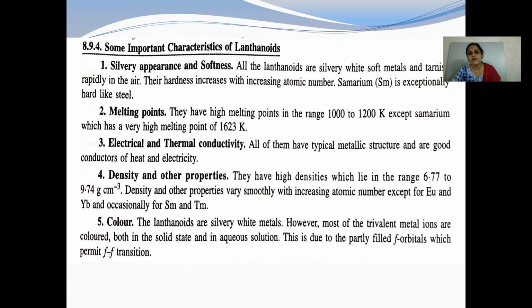Melting points. They have high melting points in the range of 1000 to 1200 Kelvin, except samarium, which has a very high melting point of 1623 Kelvin. Electrical and thermal conductivity. All of them have typical metallic structure and are good conductors of heat and electricity. Density and other properties. They have high density, which lie in the range 6.77 to 9.74 gram per centimeter cube.